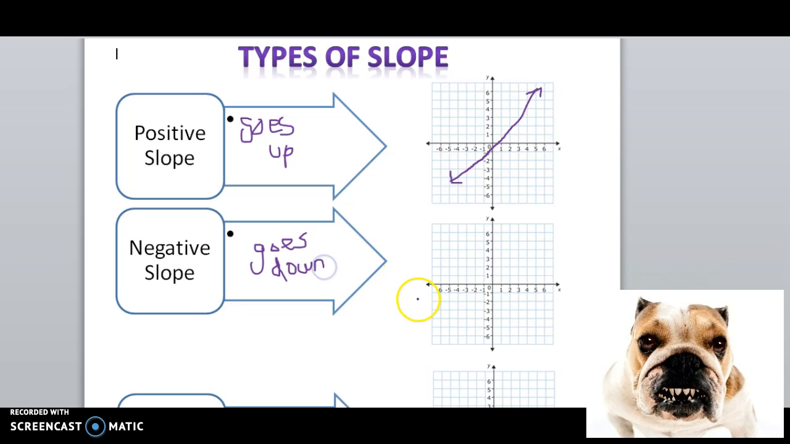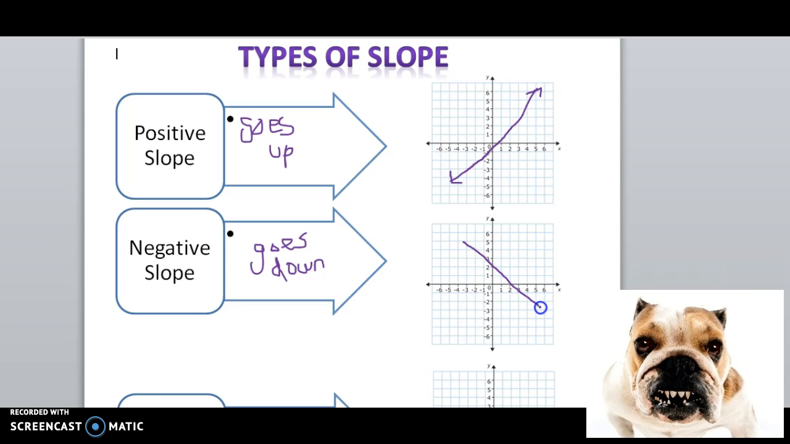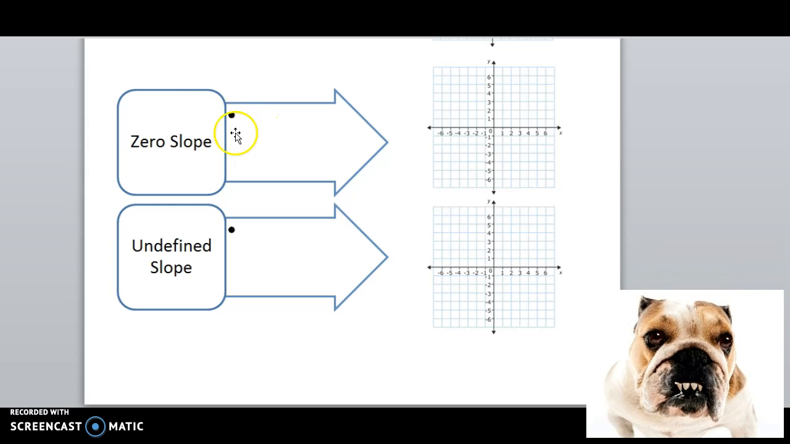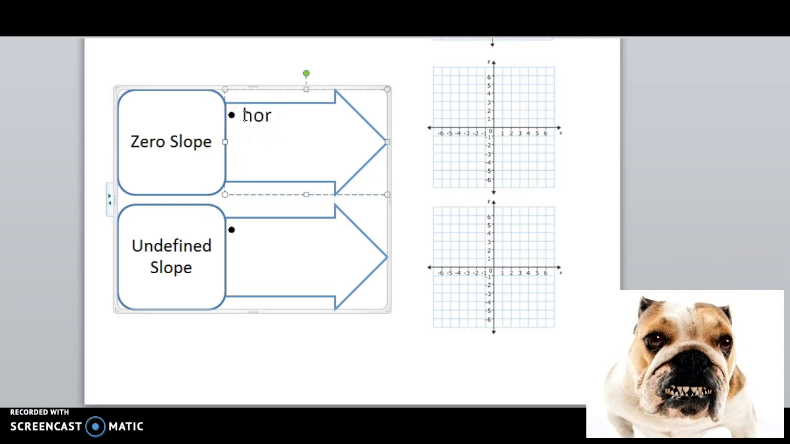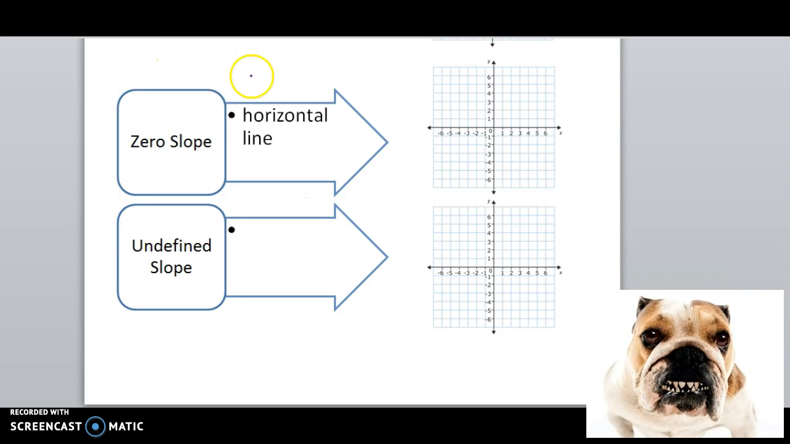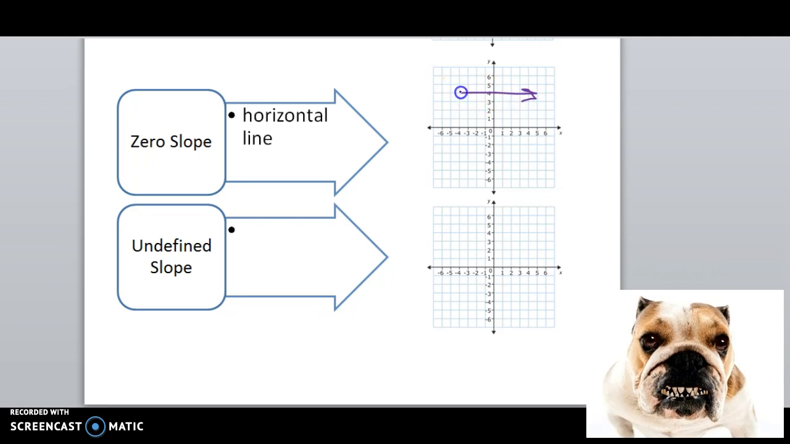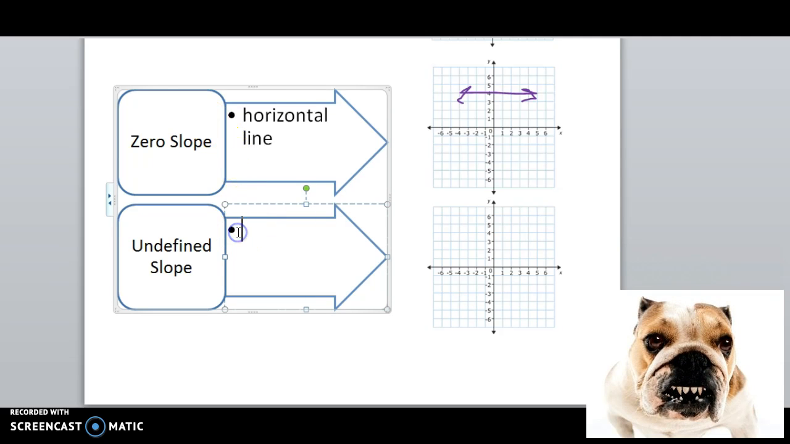When I read the graph from left to right, the line is going to go in a downward direction. A zero slope is going to be any horizontal line. So a horizontal line looks something like this. In that case, the slope is 0. And then an undefined slope is going to be represented by a vertical line.